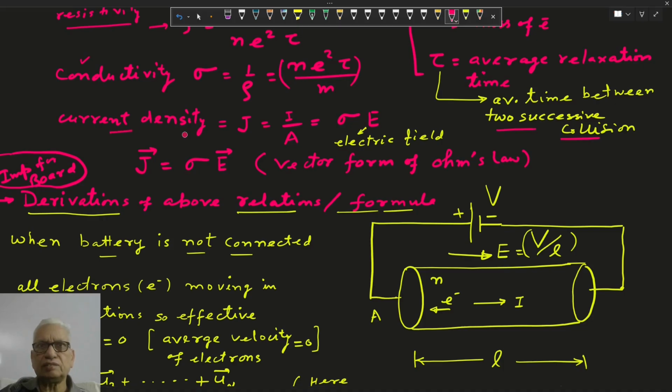Current density is denoted by J, equal to I upon A, and sigma E, where sigma is the conductivity and E is the electrical field. In vector notation, J is equal to sigma E, called the vector form of Ohm's law. Now these relations are very important. Some relation or the other often comes as a repeated question. So we are going to derive the above relations that we have discussed.